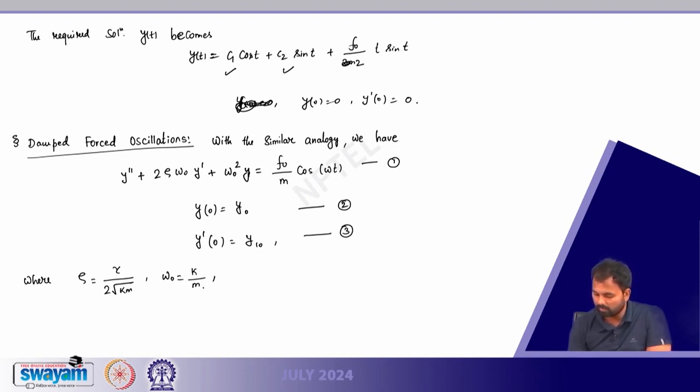So, these are the two parameters that we have introduced. I am just going to write down their definitions as I had in the previous class. So, this is called the damping ratio, gamma by 2 square root of km, and this is positive all the time. And omega 0 is as usual the ratio k by m. And finally, our equation reduces to this.